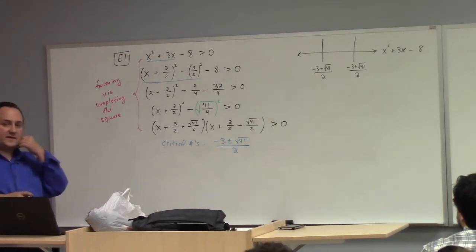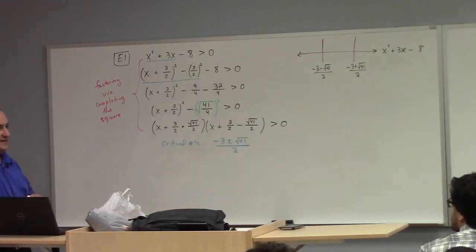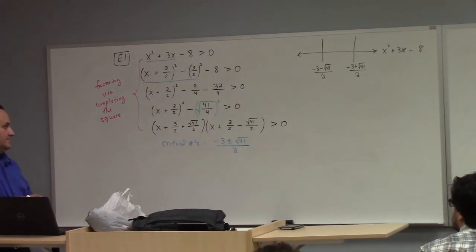What's another way you could have found these algebraic critical numbers? Yeah? The quadratic formula. Very good. Yeah, we could have done that. But I wanted to show you how we could factor it using this, okay? Because there will be problems where you want to be able to factor when it's ugly, and this is how you do it. All right? All right, so then what?